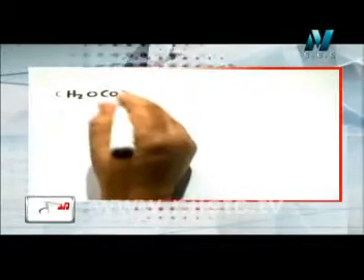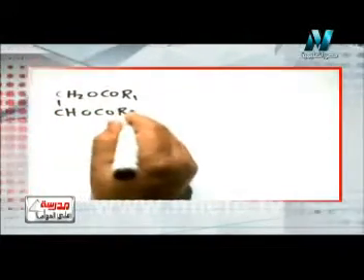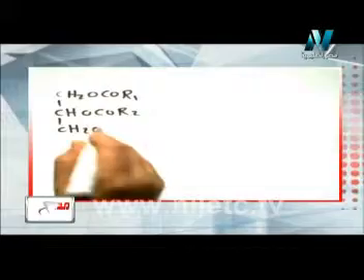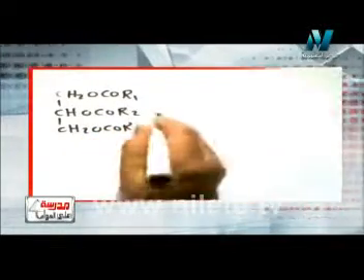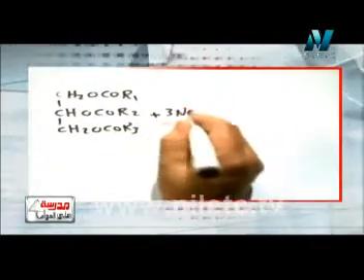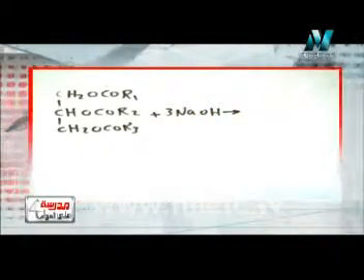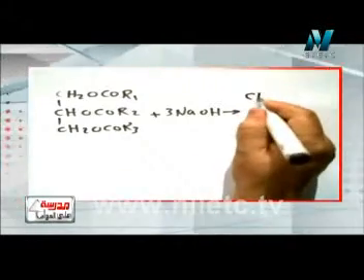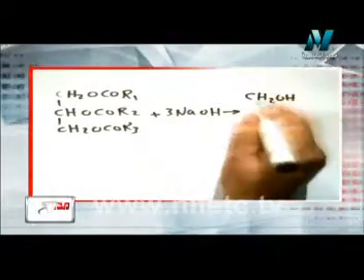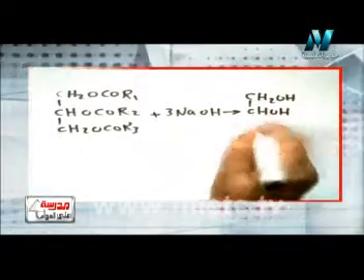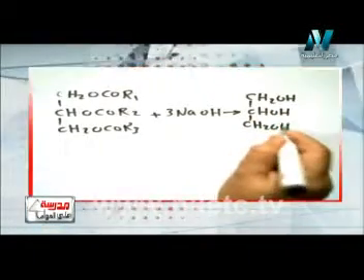Saponification: we said that oil, which is CH2OCOR1, CHOCOR2, CH2OCOR3, plus 3 molecules of sodium hydroxide or potassium hydroxide, gives glycerol, CH2OH, CHOH, CH2OH.